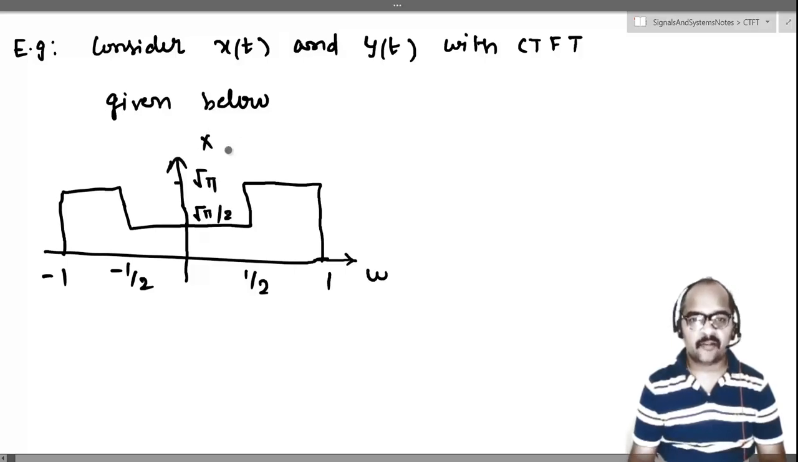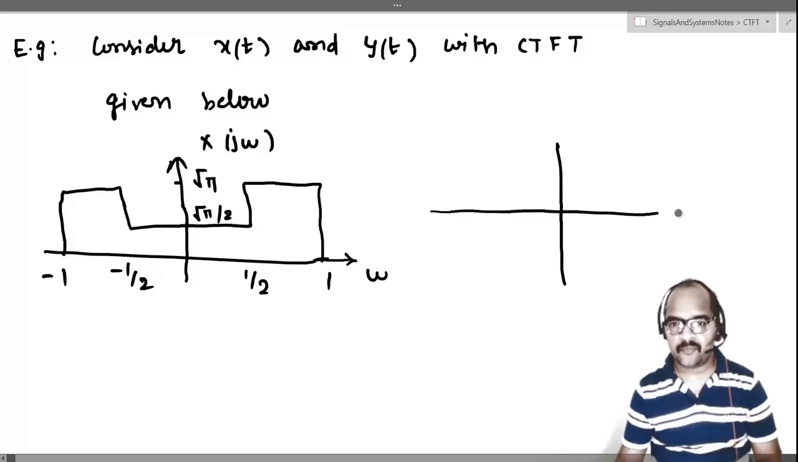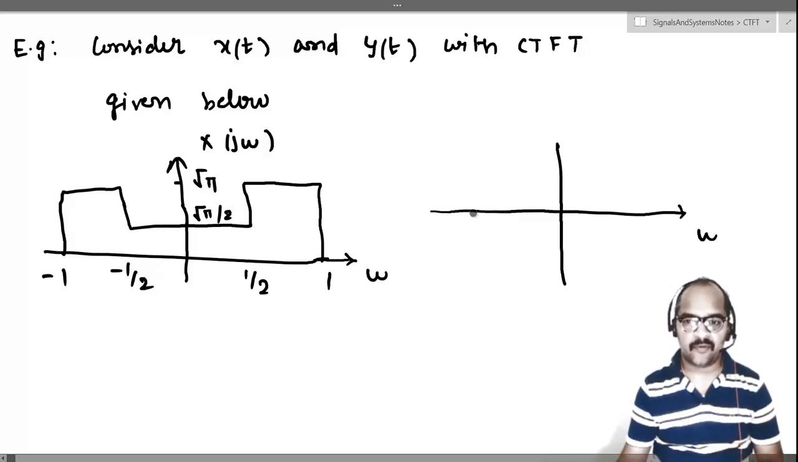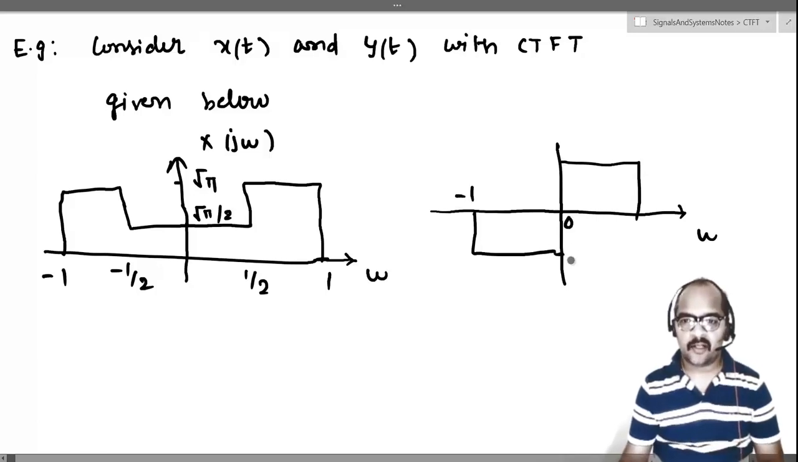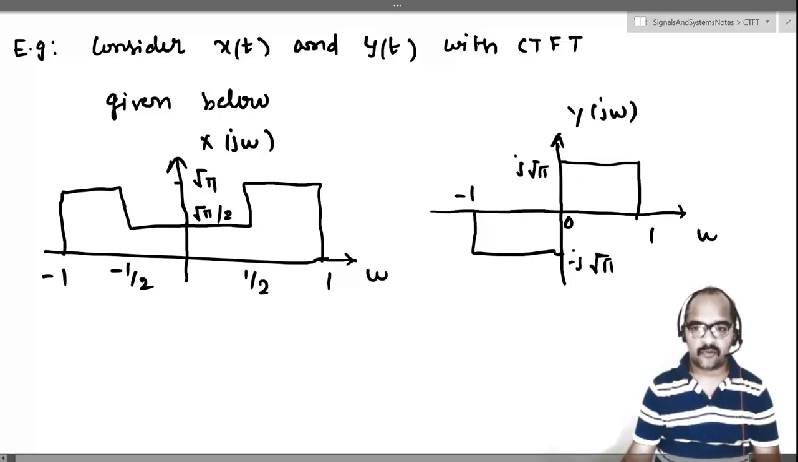So this is our x of j omega, and similarly y of j omega is also given, which is this. So this is from -1 to 0. Let's say this is minus j root pi, and from 0 to 1 it is plus j root pi. So this is our y of j omega. These two are given for us.